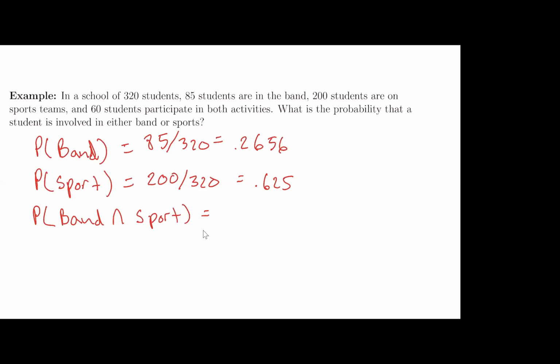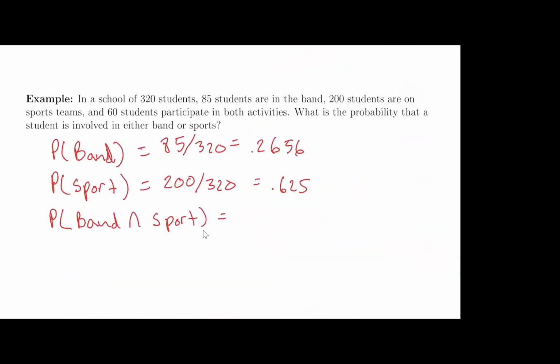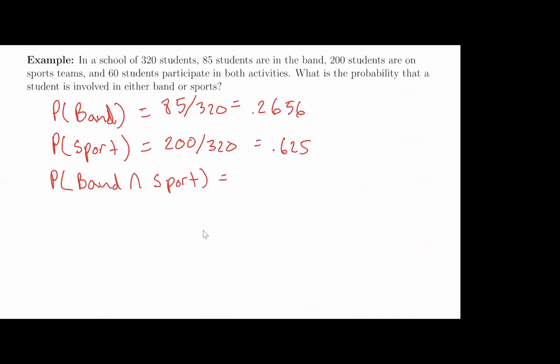So how many people participate in band and sports? 60. Yeah, 60. Sorry about that. So we go 60 out of 320. So let me do 60 divided by 320. All right. Everybody go with that so far?